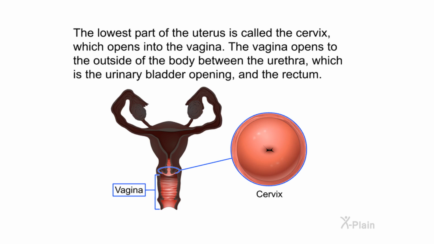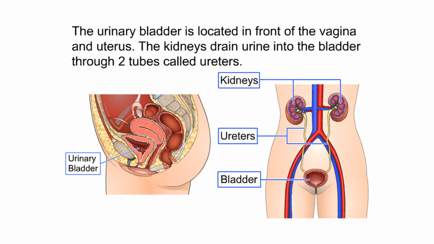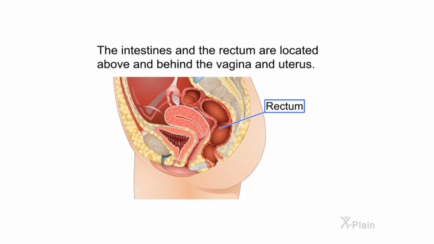The vagina opens to the outside of the body between the urethra, which is the urinary bladder opening, and the rectum. The urinary bladder is located in front of the vagina and uterus. The kidneys drain urine into the bladder through 2 tubes called ureters. The intestines and the rectum are located above and behind the vagina and uterus.